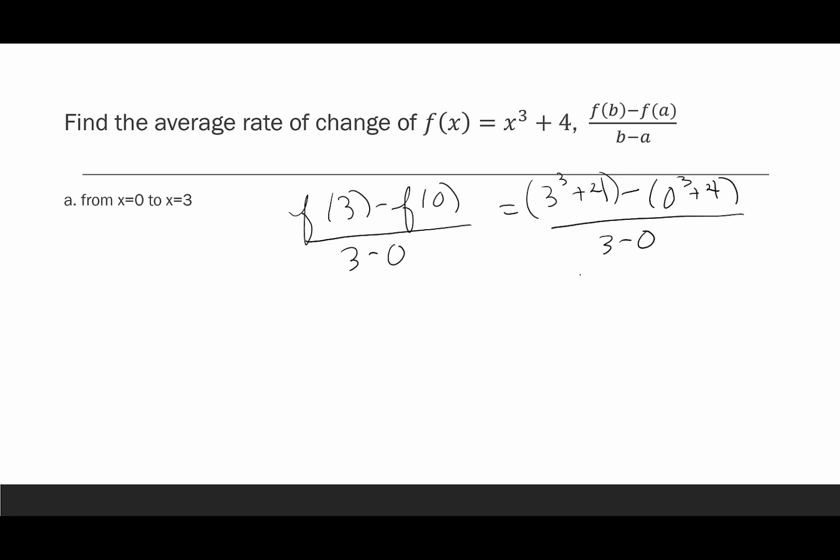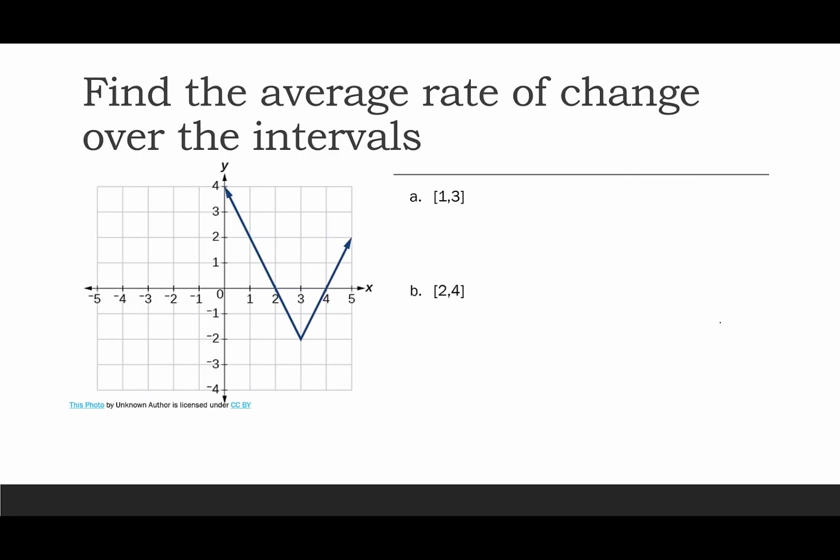So that's 27 plus 4 is 31. 0 plus 4 just gives me 4. That's over 3. So 31 minus 4 is 27 divided by 3. This says I have an average change of 9. So now that we kind of have the feel of how to do that with a function, let's look at that by evaluating a graph.